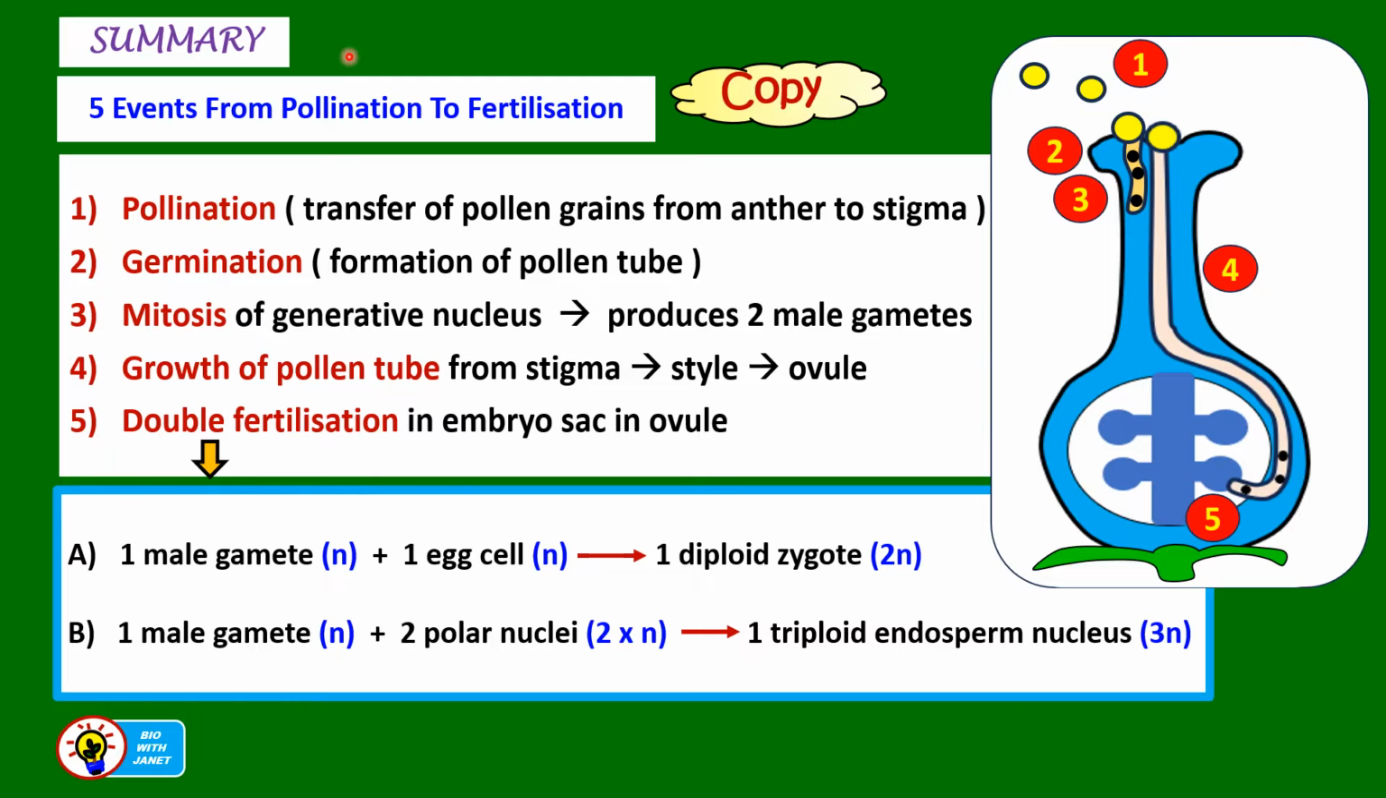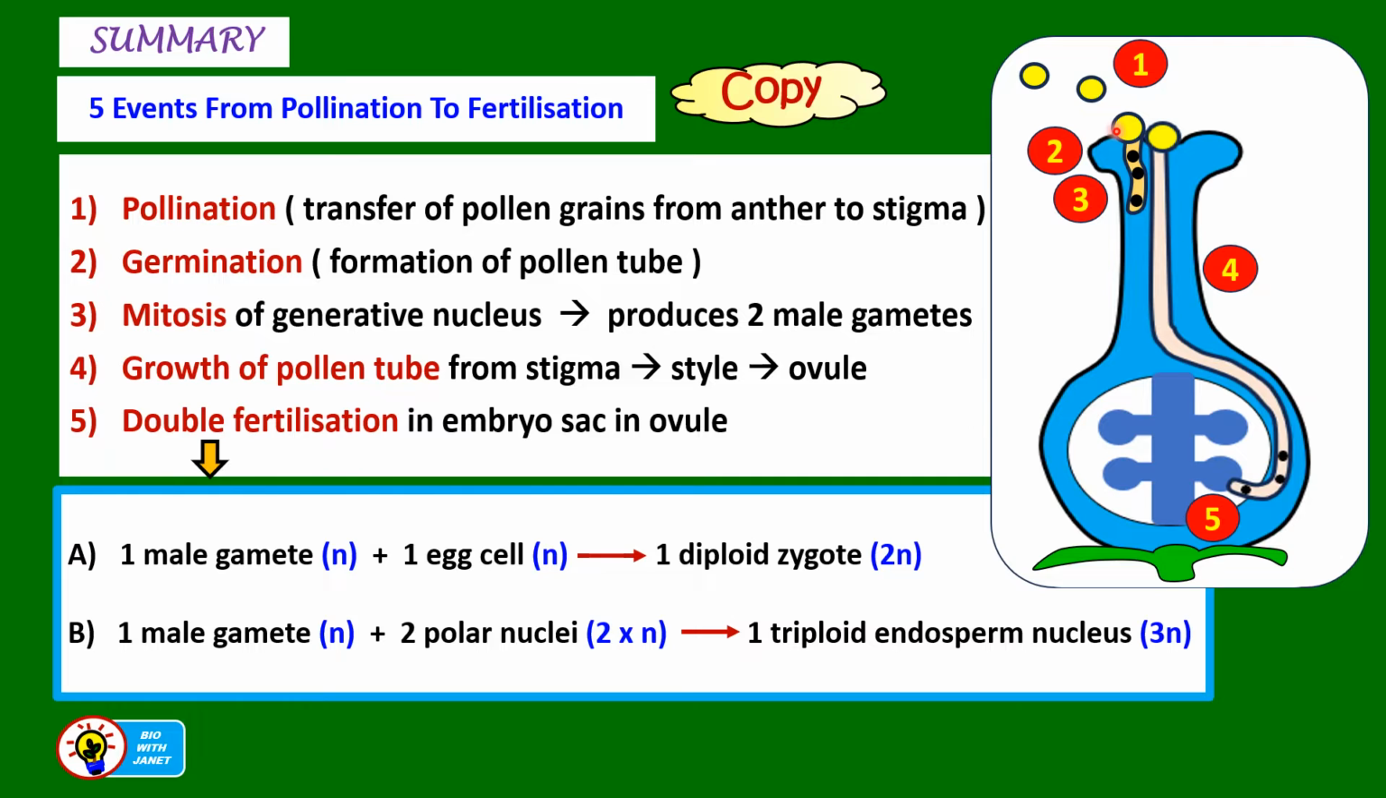Here's a very good summary of 5 events that occur starting from pollination down to fertilization. So you can copy this summary, which is very useful, into your notebook. Now, after the pollen grains have been released from the anther, that is matured, then it will undergo pollination. That means the transfer of the pollen grains from the anther to the stigma of the same flower or of a different flower. So pollen grains are shown in yellow here. They can be transferred by wind or water and insects or other animals.